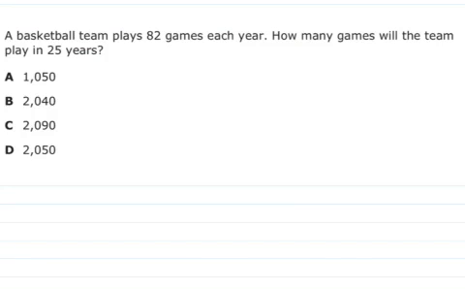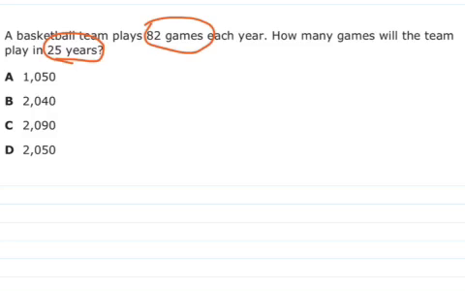Okay, let's take this first word problem. Let's read this together. A basketball team plays 82 games each year. How many games will the team play in 25 years? You know what my expectations are. I expect you to annotate 82 games, 25 years. So a basketball team plays 82 games each year, or you could say in 1 year. How many games will the team play in 25 years?